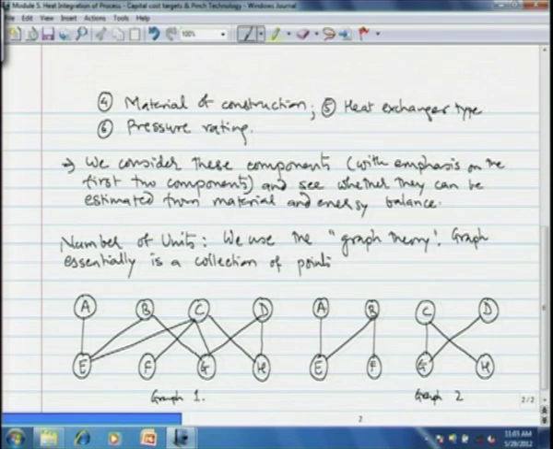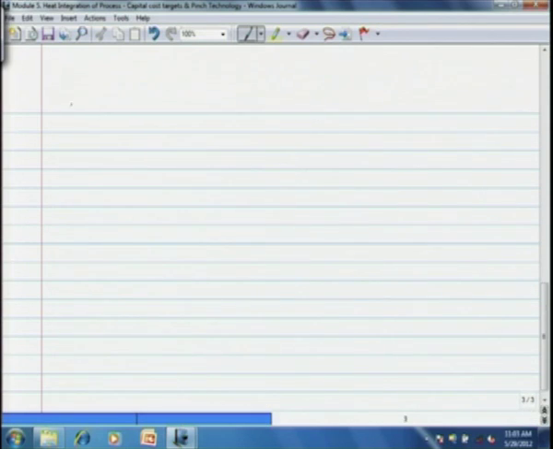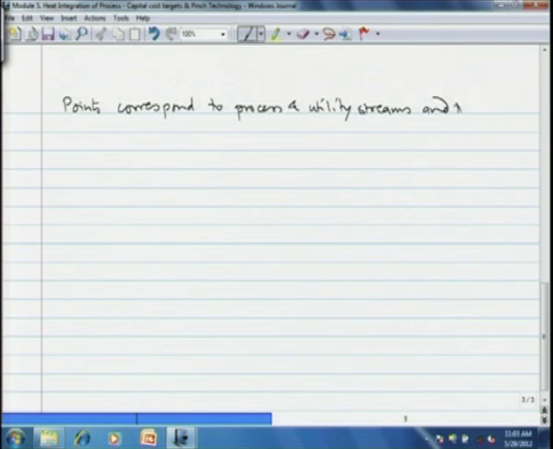The points correspond to process and utility streams, and the lines to the heat exchange matches between the heat sources and heat sinks. Okay. Now, we shall define certain terms. Okay. Note that the points correspond to process stream and utility stream, and the lines to the heat exchange matches.